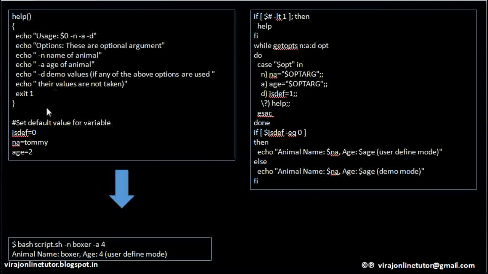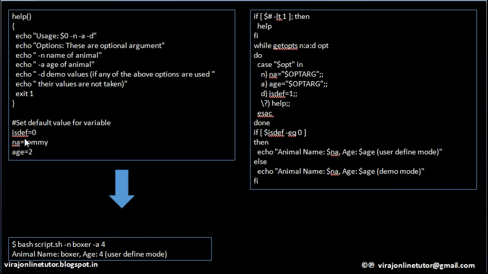In that I'm having one function called help, which will just display on the screen the usage of this particular script. So this script is expected to have three optional parameters: n for name of an animal, a for age of an animal, and d is for demo values, wherein I want to run this script with the demo values. So whatever values that it has by default, it will use those values. N is if I want to give a specific name to the animal, a if I want to give specific age to the animal. Okay, so this help will just display this help to the user.